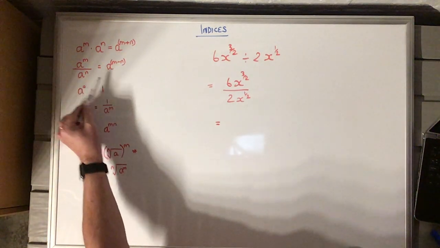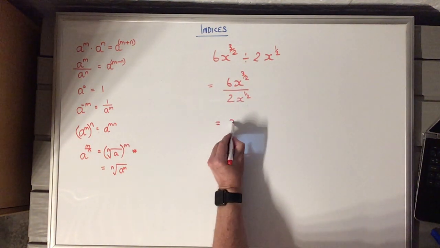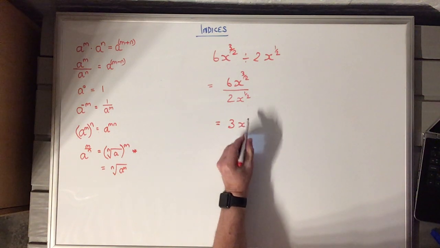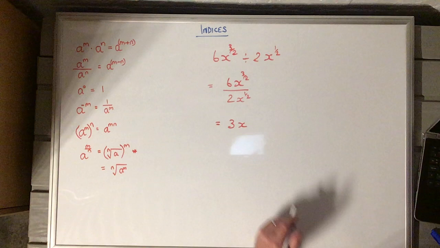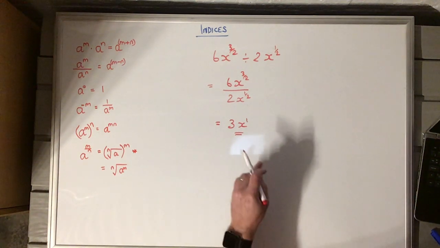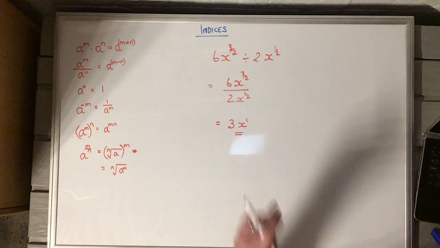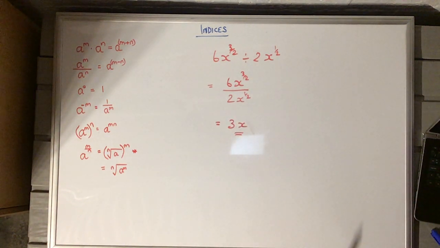So it's this rule here. So deal with the numbers, the normal numbers first. 6 divided by 2 is 3. And it's x to the power. Well, we subtract the powers. 3 over 2 minus a half. Well, that's 3 halves, take away a half, so that's 2 halves. 2 over 2 is 1. That's our answer. Because that's the power of 1. 3 over 2, take away a half, is 2 over 2. 2 over 2 is 1. So we would just write that as 3x.